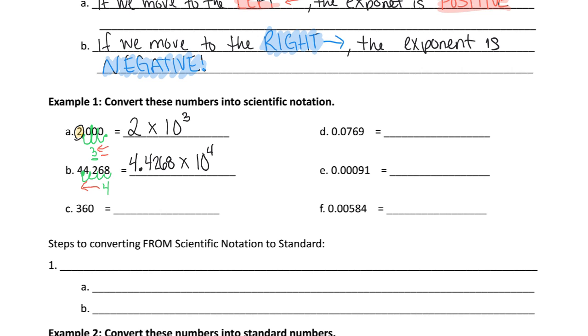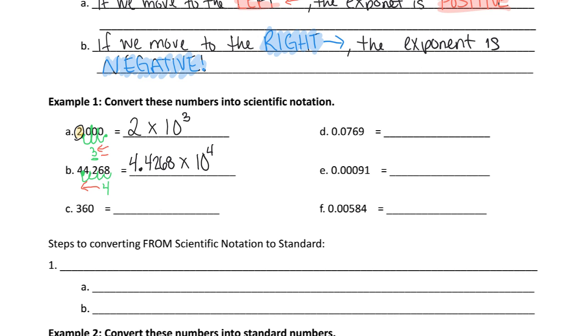Okay, I'm going to go over D, and then I'm going to let you do C and F on your own, okay? So we're going to do D and E right now, and then I'm going to ask you to pause, and then you'll do C and F on your own. Okay, so D. Let's look at that one.